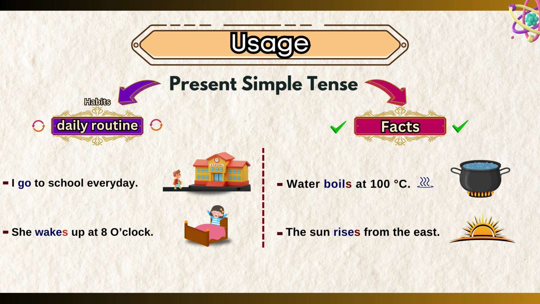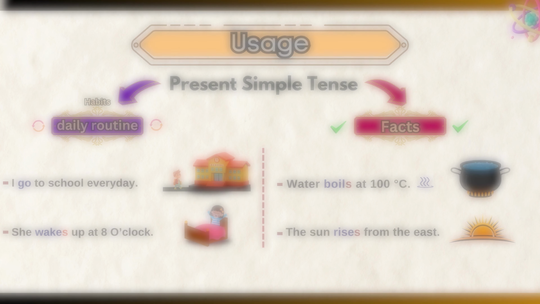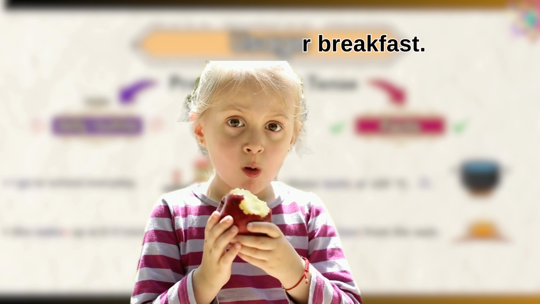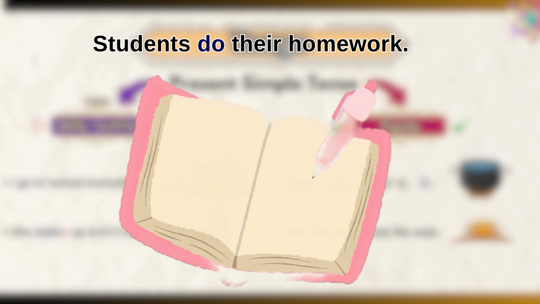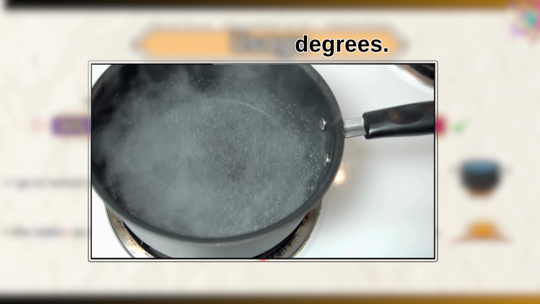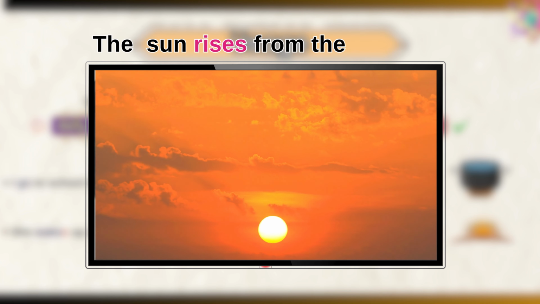And facts like, water boils at 100 degrees Celsius. This is a scientific fact: when the temperature is 100 degrees, water boils. Or the sun rises from the east. It's a fact, it doesn't change. In these 2 cases, we use the present tense. So again, if we are talking about daily routine, like I brush my teeth every day, she always eats her breakfast, students do their homework, we will use the present simple. Also with facts, as we said, water boils at 100 degrees, the sun rises from the east, and so on.